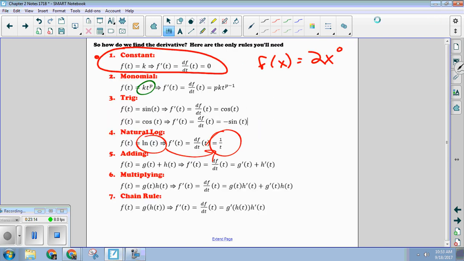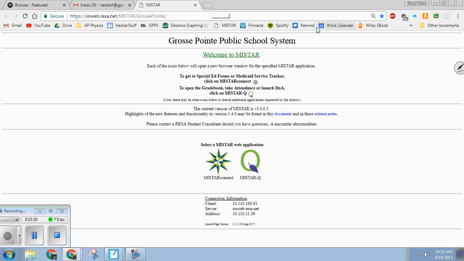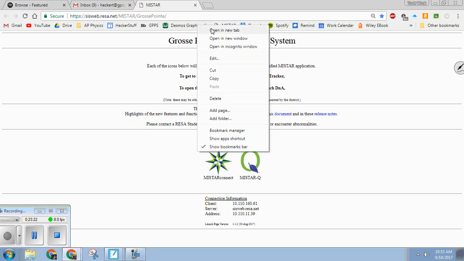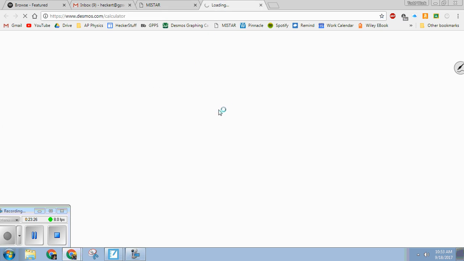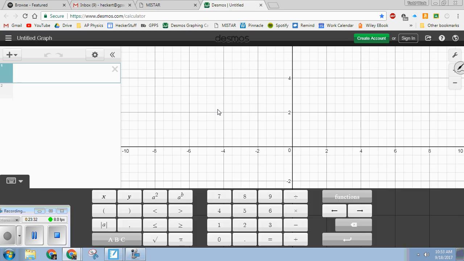Let's graph this thing real fast, if my computer will cooperate with me. Incidentally, if you've not used Desmos, it's super cool. And there's an app for it too. It's a really, really good graphing app that I like better than stupid TIs.